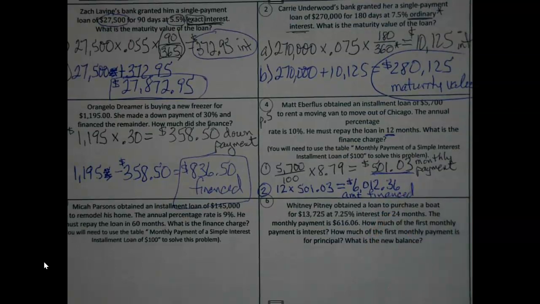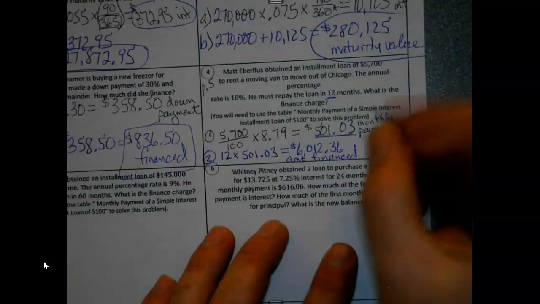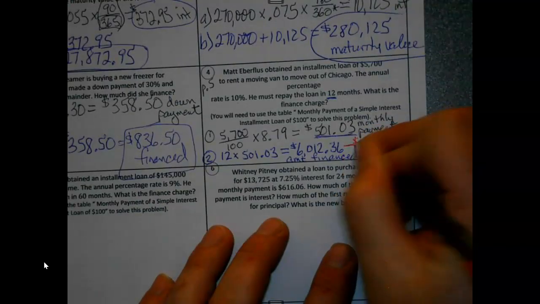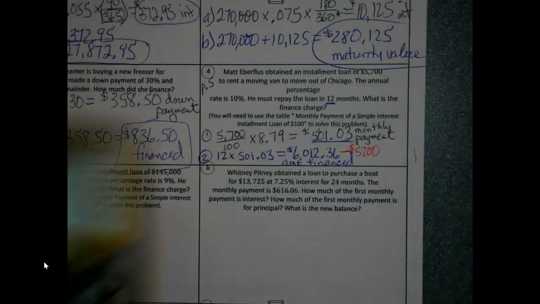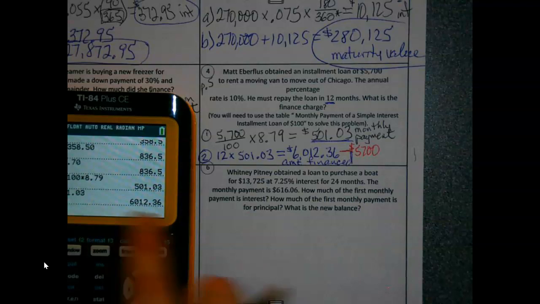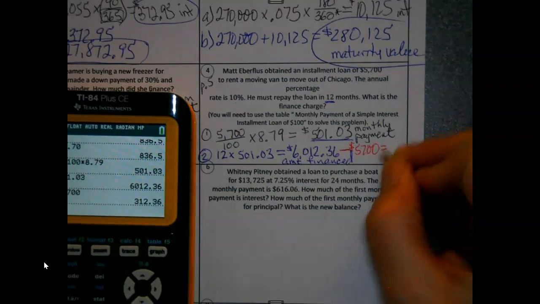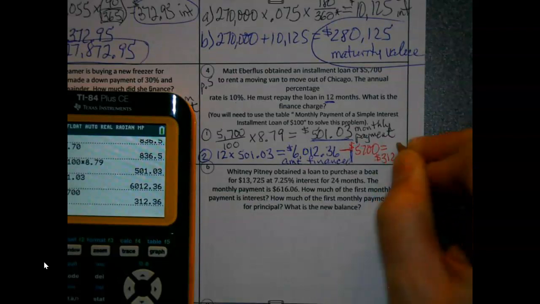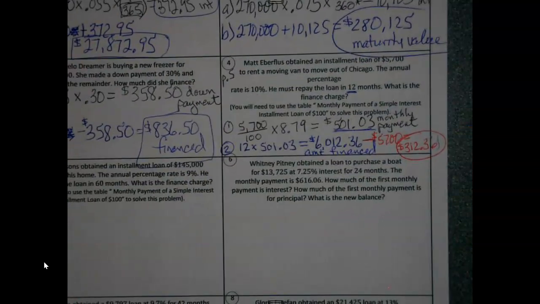You're like, okay, so is that the answer? No. One last thing. I financed this much. That's how much the loan was. Here's the last piece. I'm going to change colors one more time here. I'm going to subtract how much I borrowed. So 6,012.36 minus 5,700. That is the amount of the finance charge or the interest.